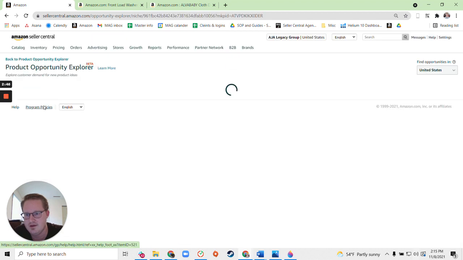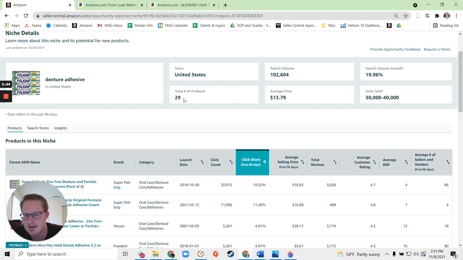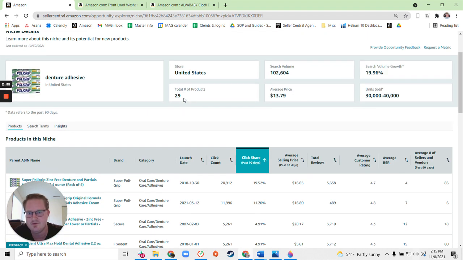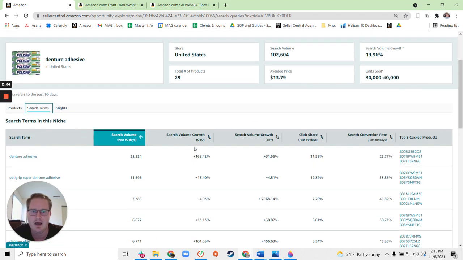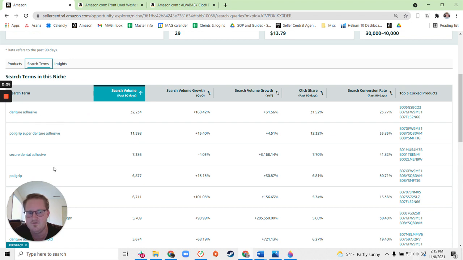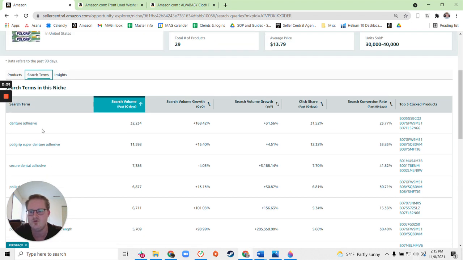Let's look at the customer need here. People are in need of some denture adhesive. What this means is that customers are searching for products with particular search terms, and there are not many opportunities for those customers to click on. So they're in need, and we need to help them out. The top search terms are denture adhesive, etc. They're going to show you the search term that was used and the top three clicked products right here.